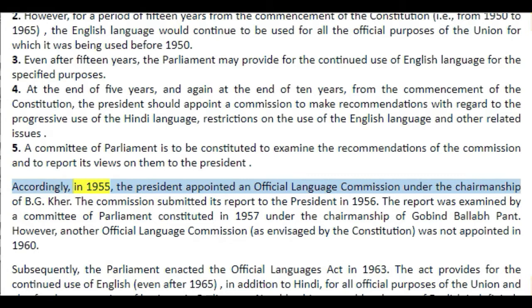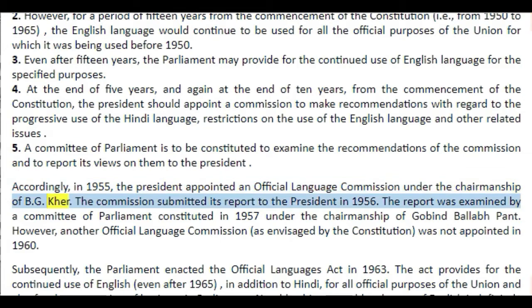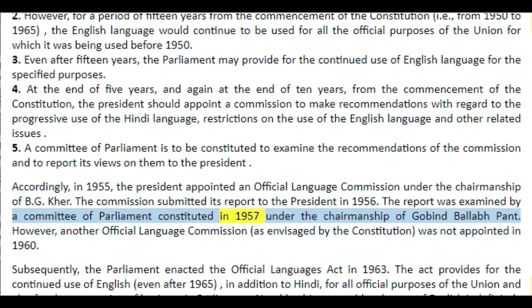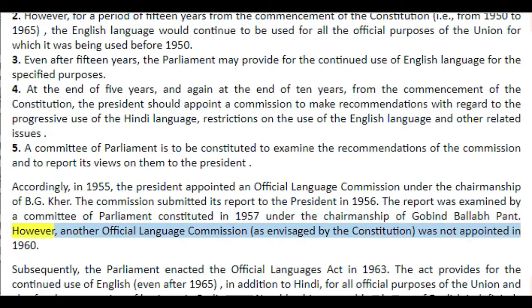Accordingly, in 1955, the President appointed an official language commission under the chairmanship of B.G. Kher. The commission submitted its report to the President in 1956. The report was examined by a committee of Parliament constituted in 1957 under the chairmanship of Gobind Ballabh Pant. However, another official language commission, as envisaged by the Constitution, was not appointed in 1960.